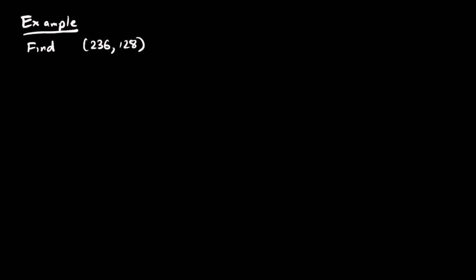All right, let's do one more example. I want to find the greatest common divisor of 236 and 128. I know that they're both even, so the greatest common divisor is going to be at least 2. But let's figure out what this is. I'll use the division algorithm and write 236 as 128 times 1 plus 108. Now I use the division algorithm on 128 and 108. I get 128 is 108 times 1 plus 20.